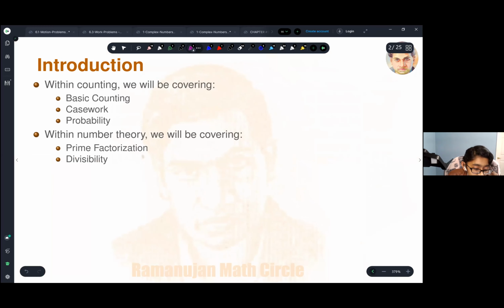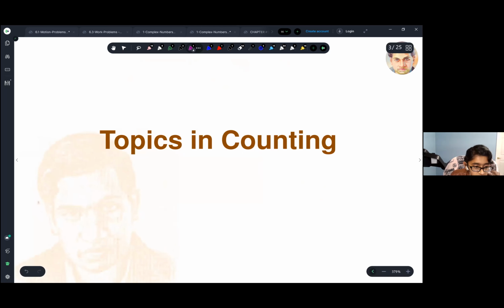An introduction. Within counting, we will be covering basic counting, casework, and probability. We will also be covering complementary counting as a part of casework. You'll understand all the vocabulary that I'm talking about within the next hour or so. And for number theory, we'll be covering prime factorization and divisibility, as that shows up a lot on the AMC 8. So without further ado, let's get into counting.